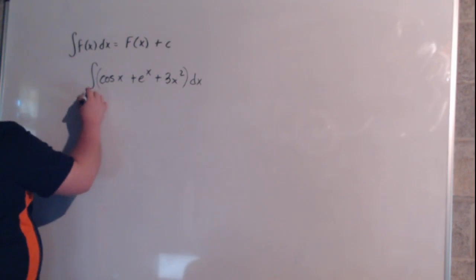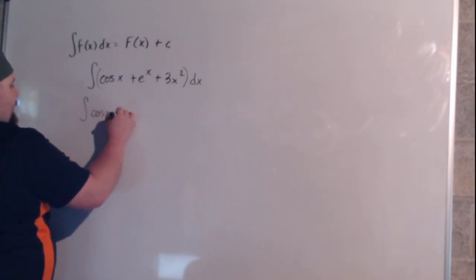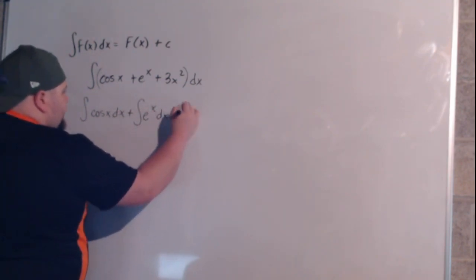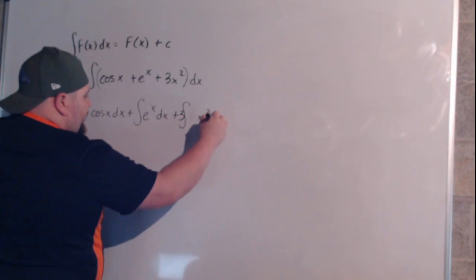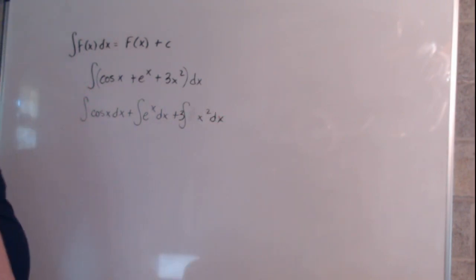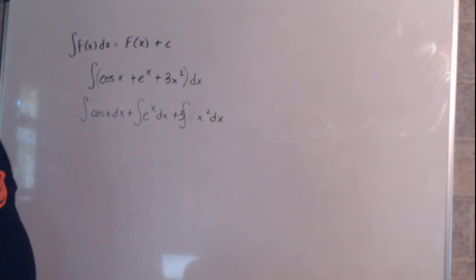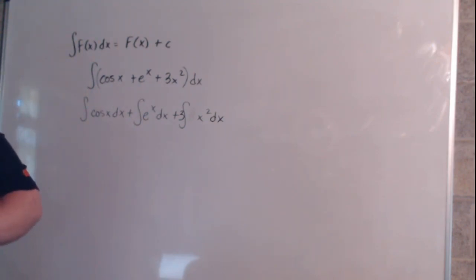So this is really the integral of cosine plus the integral of e to the x plus the integral of 3x squared. And I'm going to go ahead and throw this 3 out front. So the integral of cosine is what? You guys tell me. See how many of these you remember.